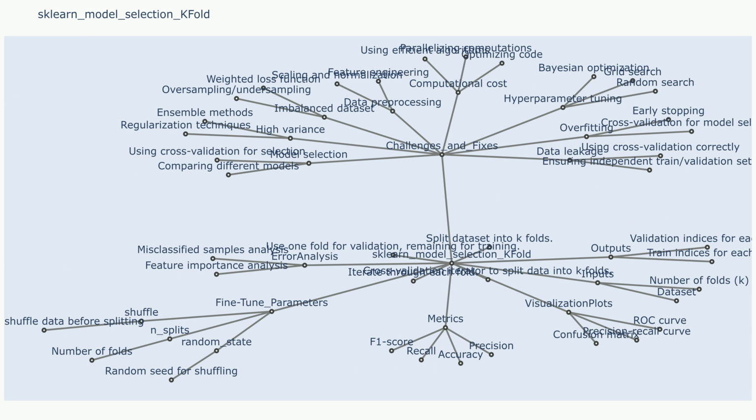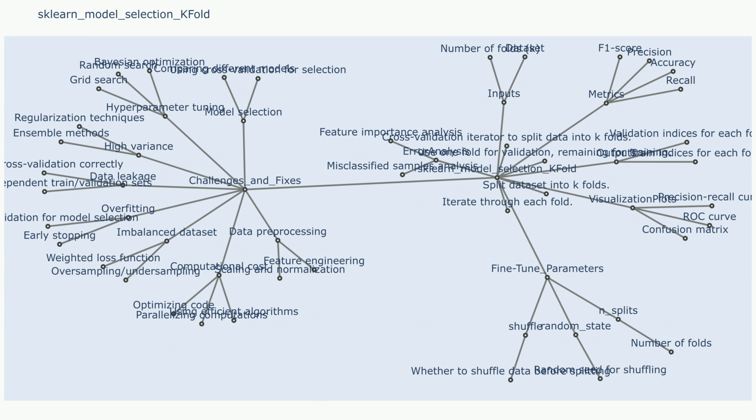Challenge 2: small dataset size. Sample use case: when the dataset is small, K-fold might create folds with insufficient data for training and testing, resulting in unstable model performance.